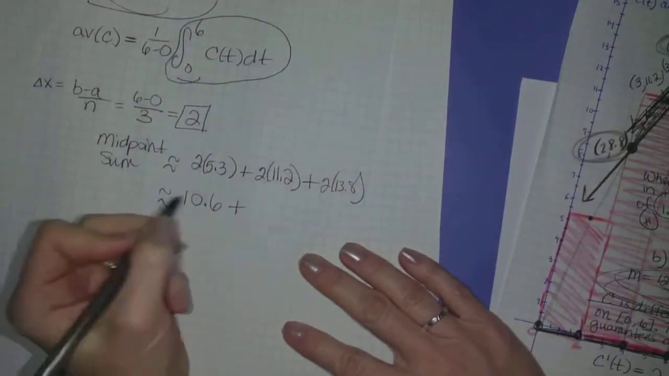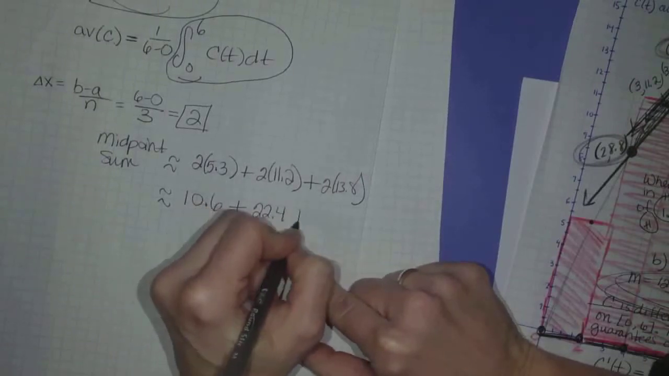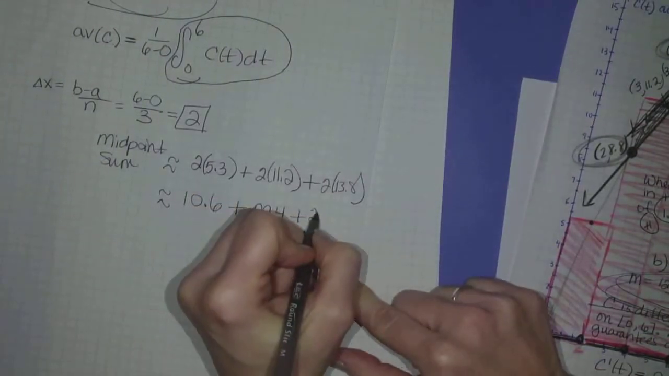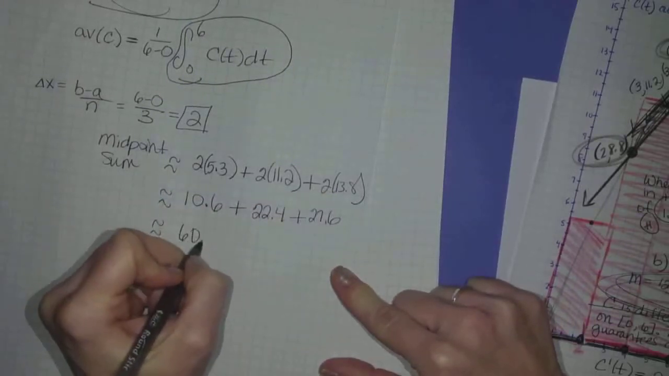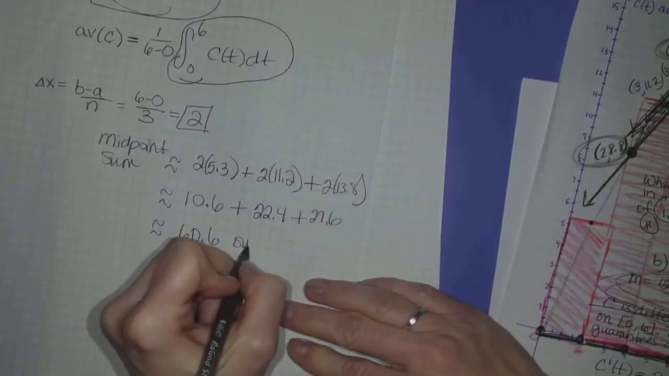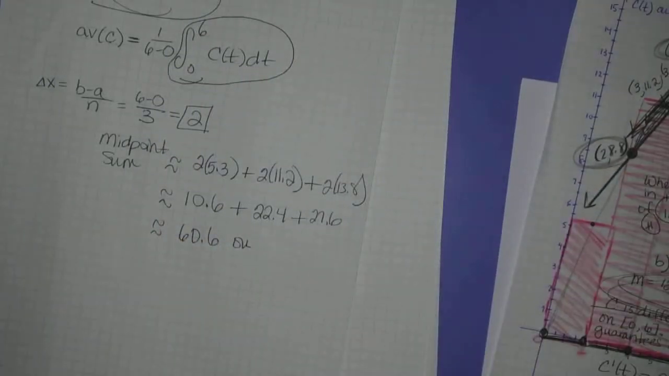So I add that, and when I do all of that math, let's see, I get 10.6 plus 22.4 plus 27.6, and that all adds up to 60.6 ounces. Ooh, watch these units. This ought to be good.